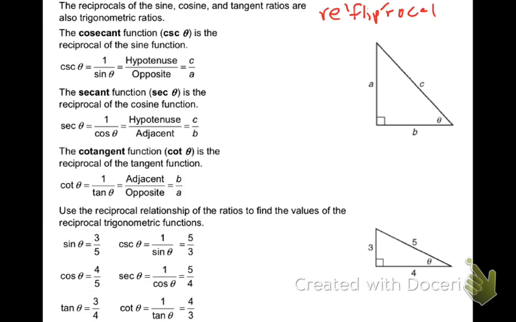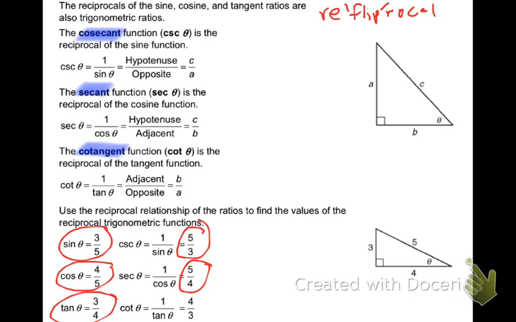So what you get here is you get cosecant. The cosecant function is the reciprocal or refliprical of sine. The secant function is the reciprocal of cosine. And the cotangent function is the reciprocal of tangent. So if my sine is 3/5, my cosecant is 5/3. If my cosine is 4/5, my secant is 5/4. And if my tangent is 3/4, my cotangent is 4/3. That's all it is. They're just reflipricals. Nothing really crazy special about them. Okay.